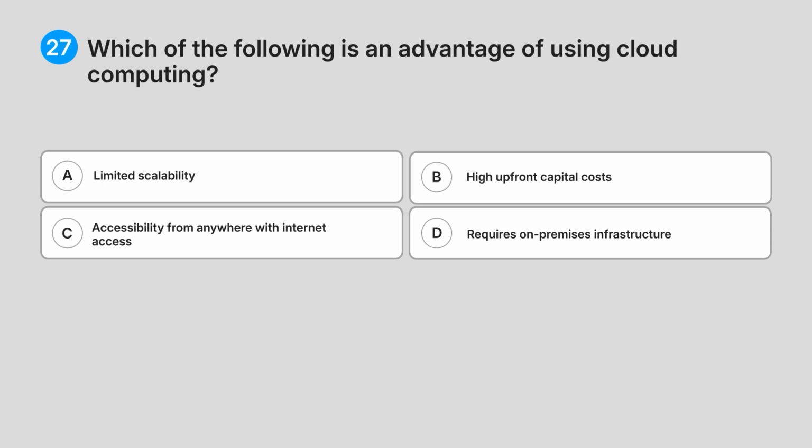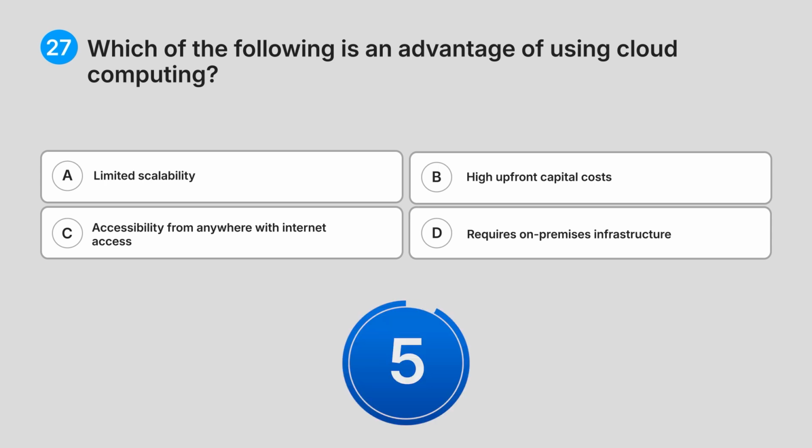A. Limited scalability. B. High upfront capital costs. C. Accessibility from anywhere with internet access. D. Requires on-premises infrastructure. Can you guess the answer?